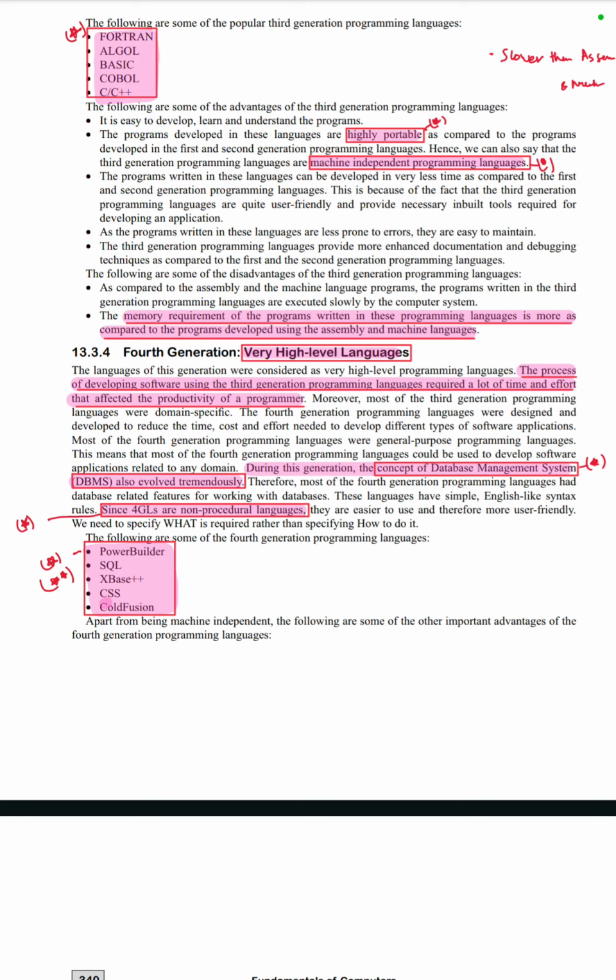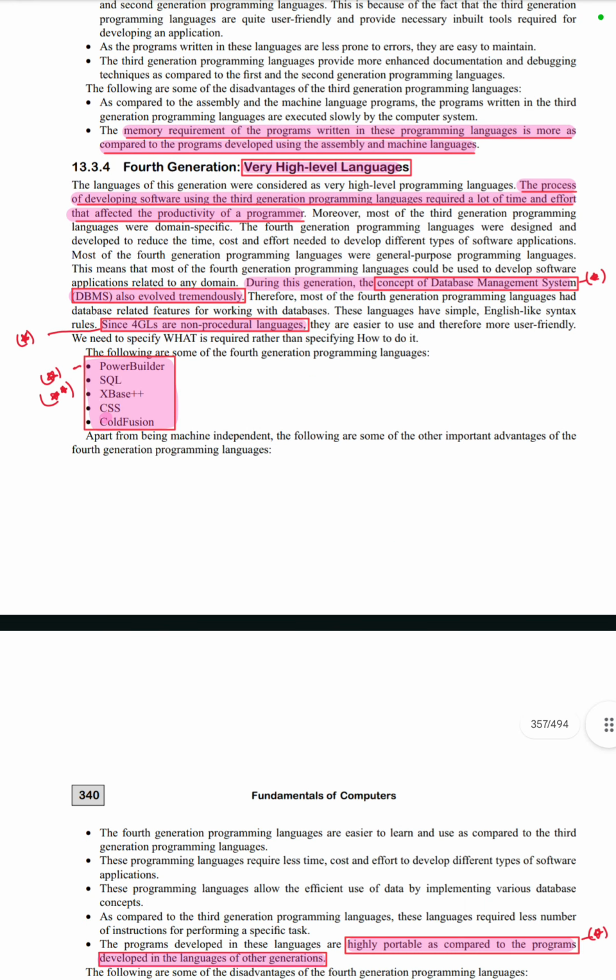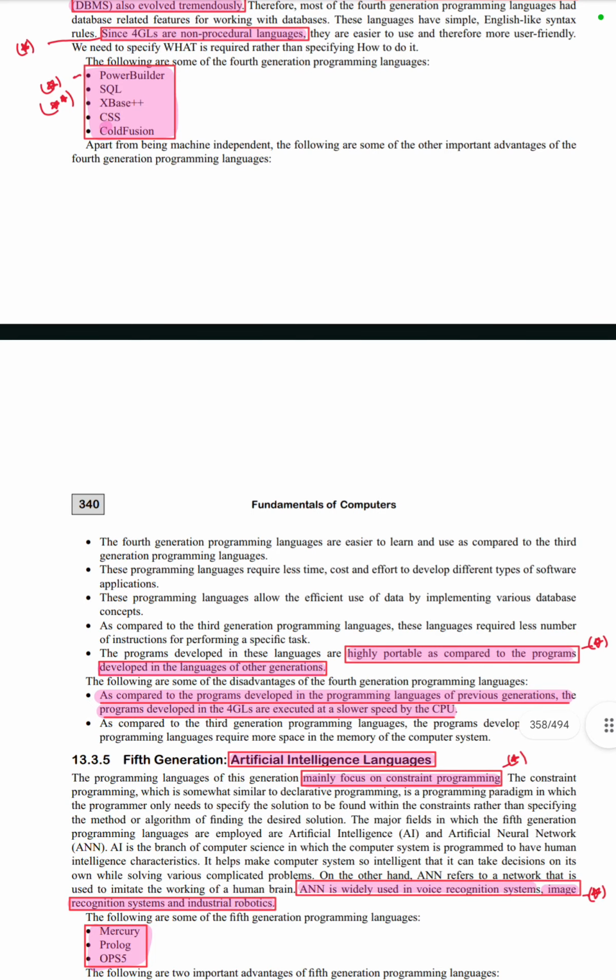Some of the fourth generation programming languages: Power Builder, SQL, Xbase++, CSS, Cold Fusion. They are highly portable as compared to programs developed in the languages of other generations. As compared to programs developed in the programming languages of the previous generation, programs developed in fourth generation languages are executed at slower speed by the CPU.